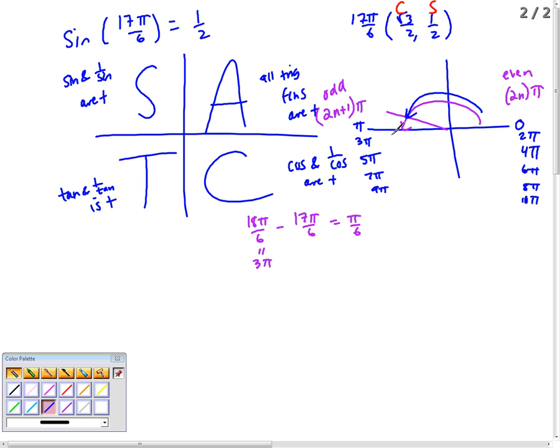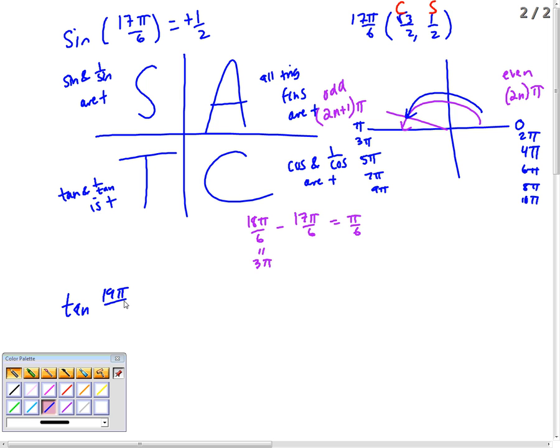So all I really need to know is what quadrant I am in. I'm in quadrant 2. There's an S there, so it's a plus. S means sine is positive there. Does that make sense? So what about tangent?